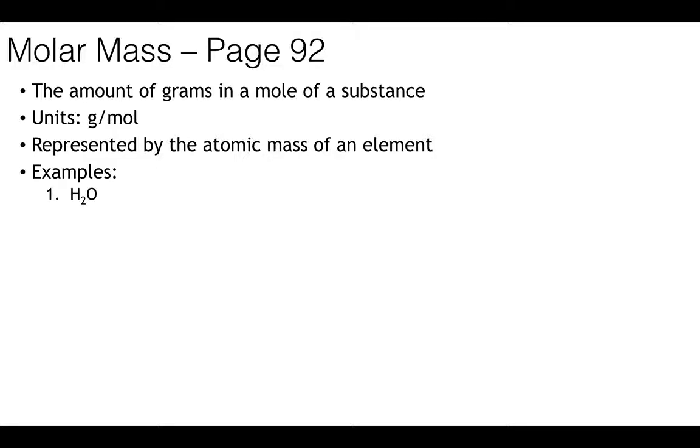Water, for example. The molar mass of hydrogen is 1.01, and we have 2 of those, so we're going to multiply that by 2 to give us 2.02. And then oxygen has a molar mass of 16. So we're going to take 2.02 and add it to 16 to give us a total molar mass of 18.02 grams per mole for water.